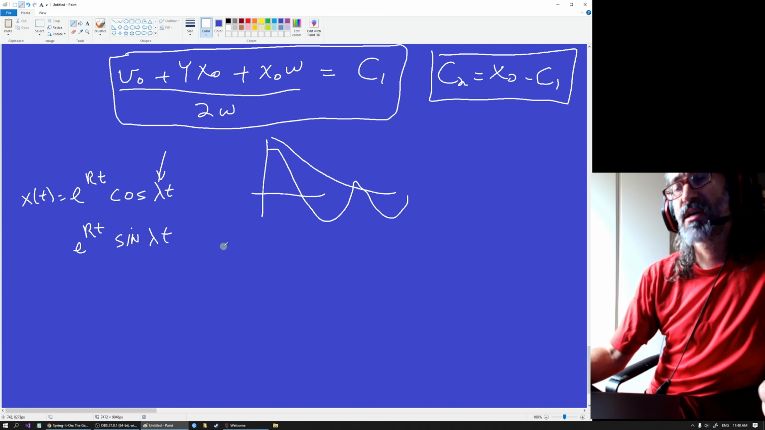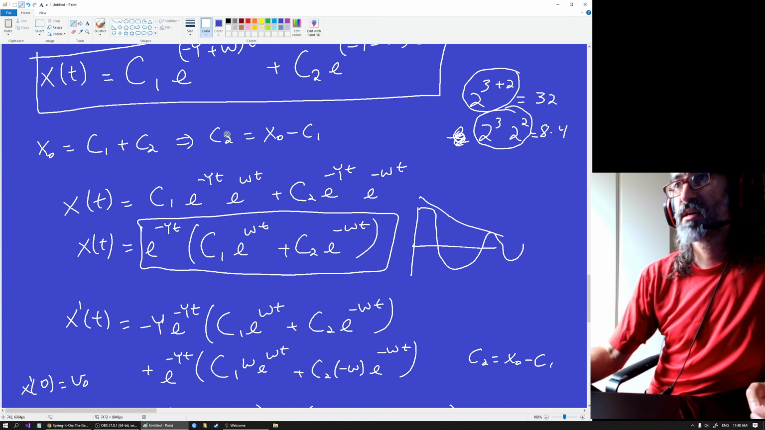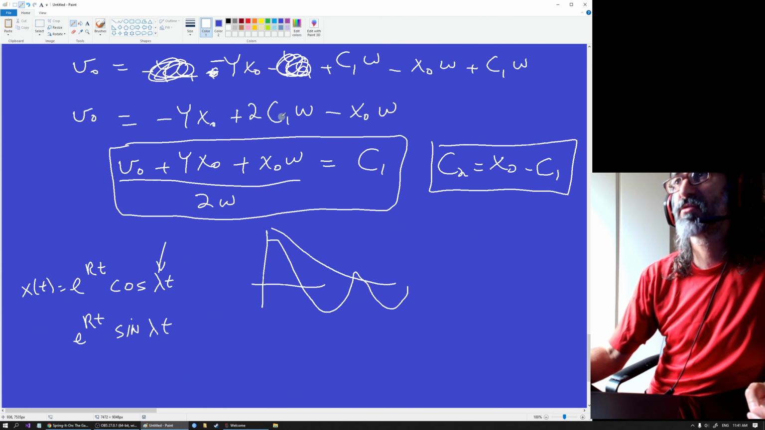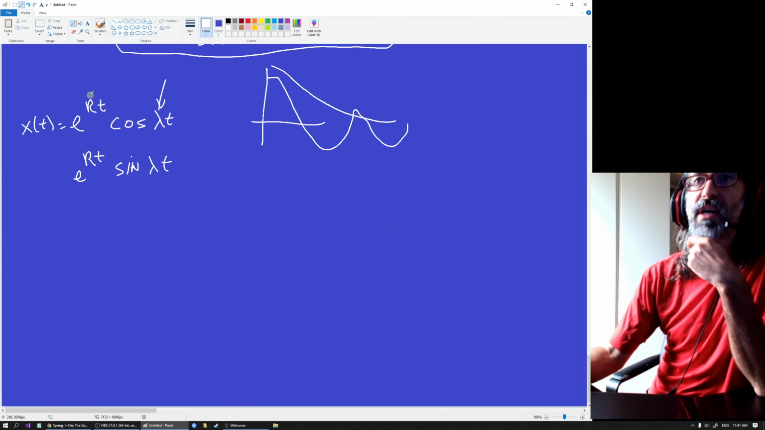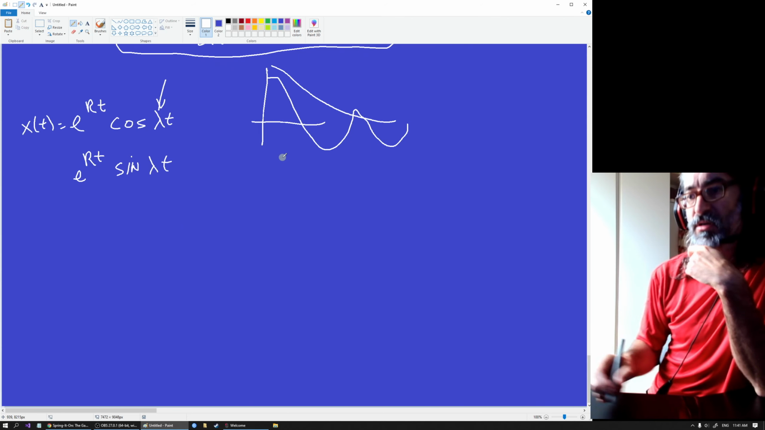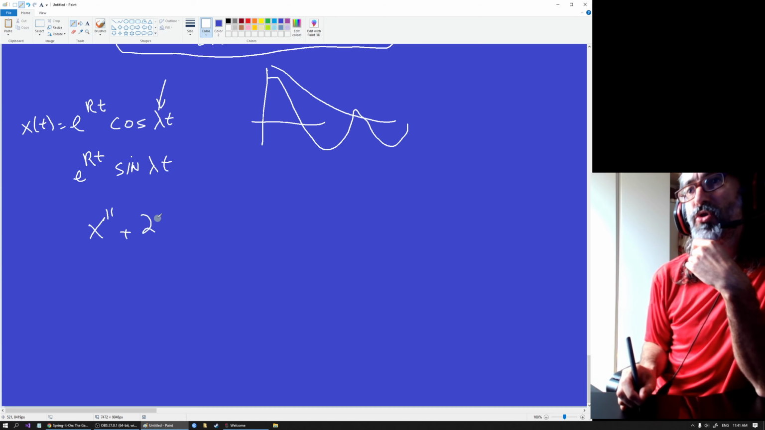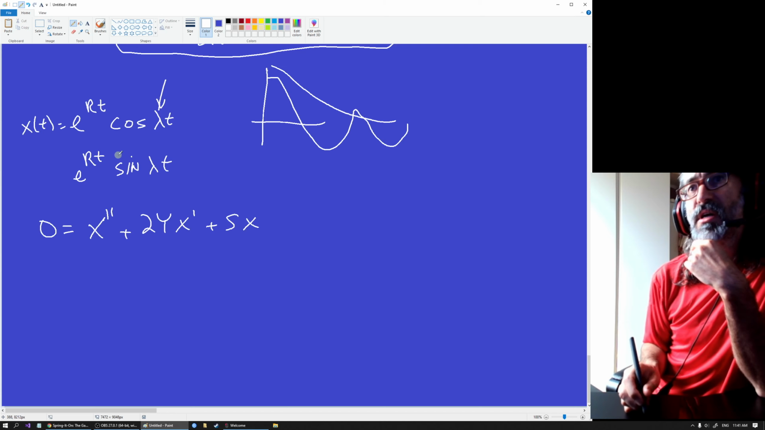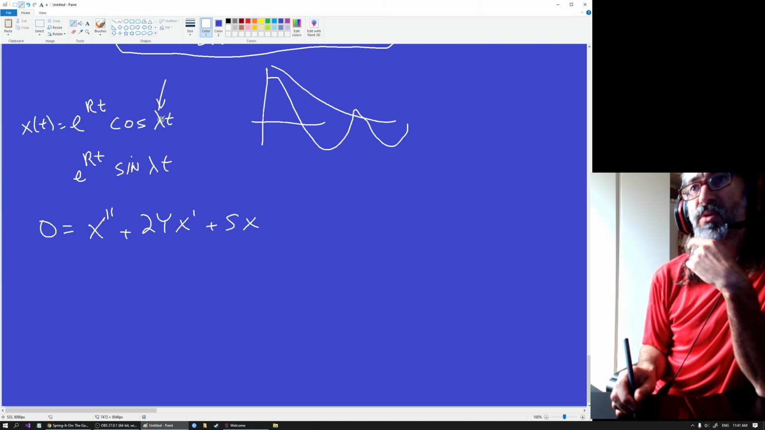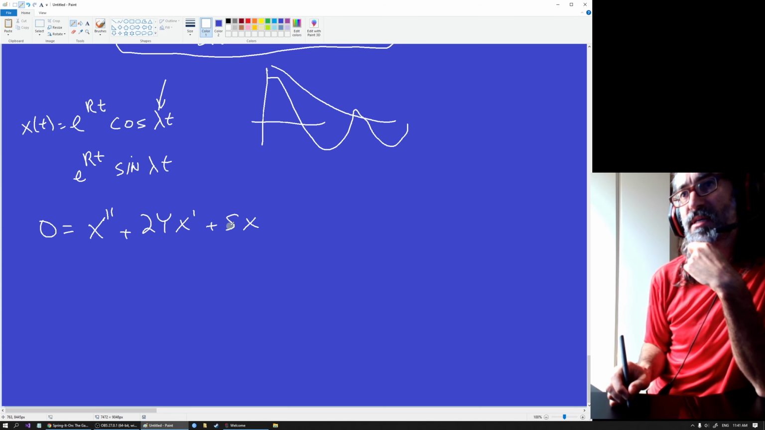So that's the exercise for you now: do what I did here, the same kind of thing, but instead of using exponentials, just try to plug this in. So what happens if you plug this into our equation? Again, our equation is x double prime plus 2 y x prime plus s x equals 0. So we want to try this and see what lambda is, what r is, and try to do the same kind of process.